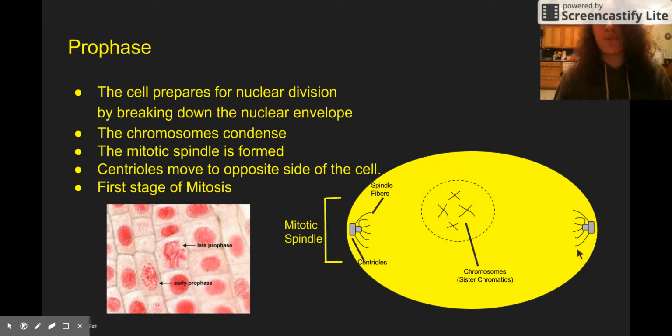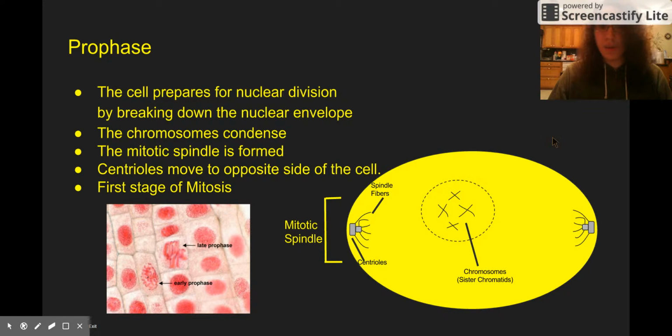It goes into prophase, which is the first stage of mitosis. The cell prepares for nuclear division by breaking down the nuclear envelope here, and the chromosomes condense. The mitotic spindle is formed here, and centrioles move to opposite sides of the cell.